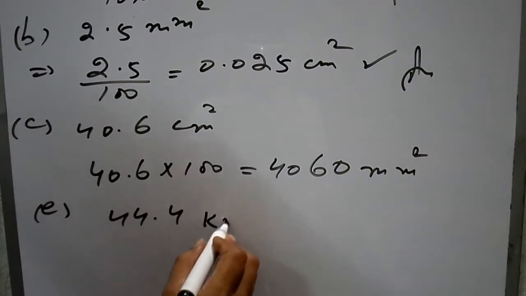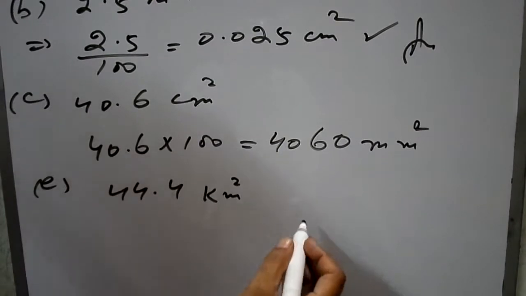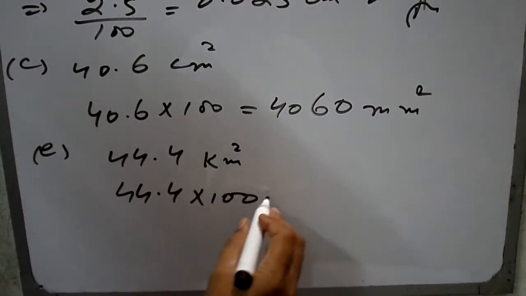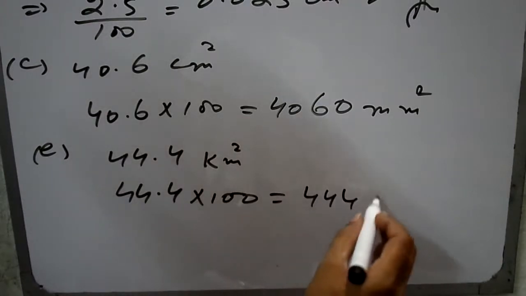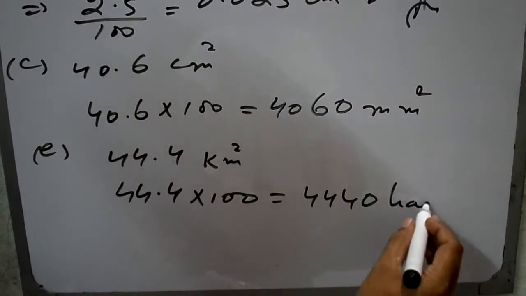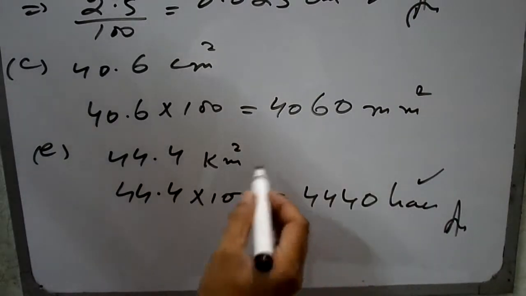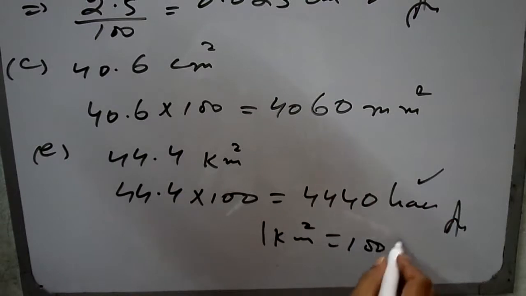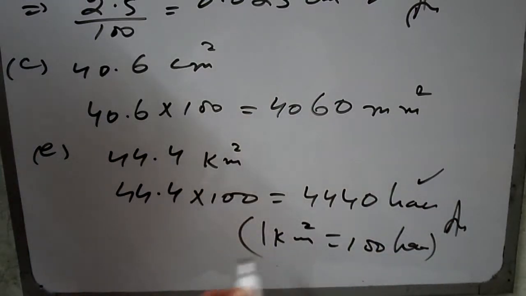44.4 kilometer square, and you have to convert into hectares. So 44.4 multiplied by 100, you will get 4,440 hectare. So that is your answer, because it should be noted that 1 kilometer square is equal to 100 hectare. That's why I have multiplied with 100, because I know this.